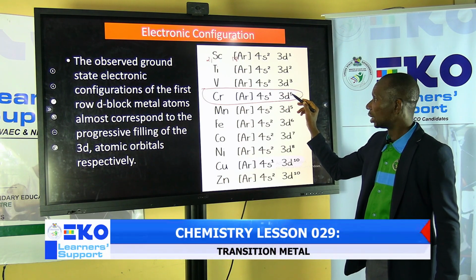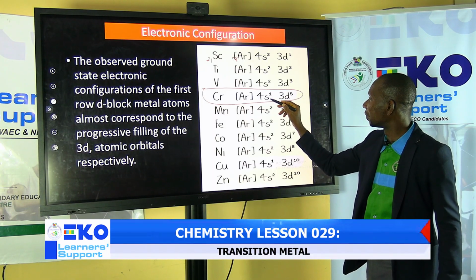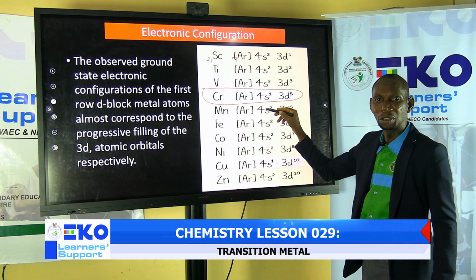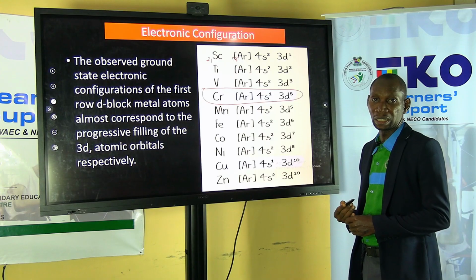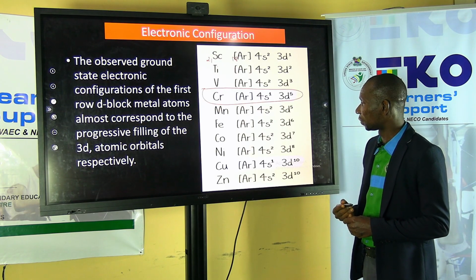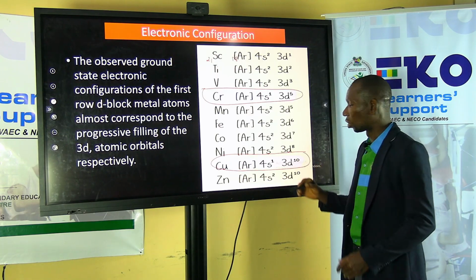Into the D. Instead of this being 4s2 3d4, we now have 4s1 3d5, meaning that the S orbital is incomplete before we start filling the D. That is an exception to how transition metals have their electron configuration. The same is also noticed here for copper.